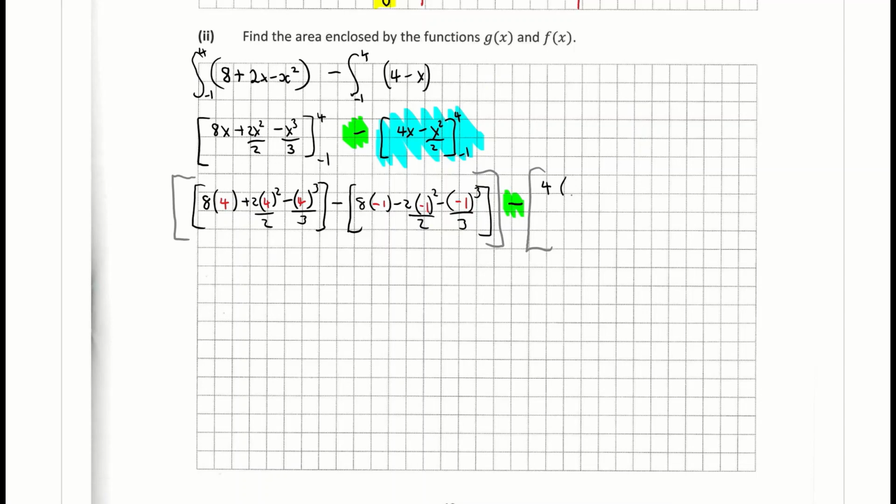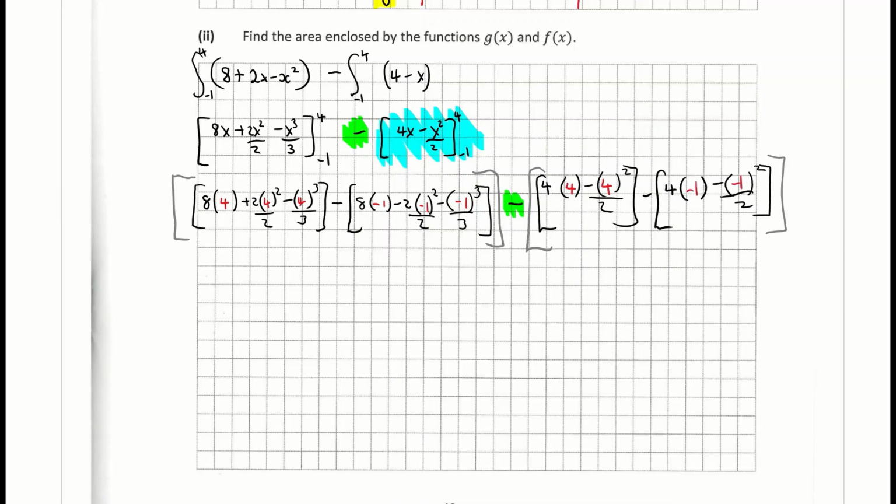So it's going to become 4 bracket 4 minus x squared, which is 4 squared over 2. I'm going to put them in their own bracket, and I'm subbing in my first limit, which is 4. From that then, I'm subtracting -4 multiplied by -1 minus -1 squared over 2. Put them in a bracket, and then I'm closing that full bracket because I need to subtract them. So let me just sub in my -1s here.